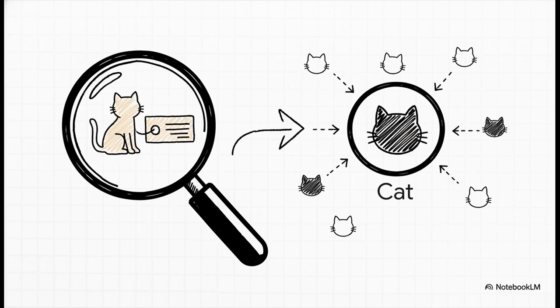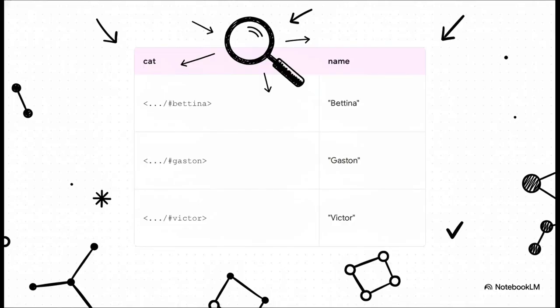We're telling the system, I want you to find anything. Let's just call it cat for now. That is a type of FOAF cat. And for every single match you find, I also want you to grab its FOAF name and stick that value into my ?name variable. And voila, here are the results.